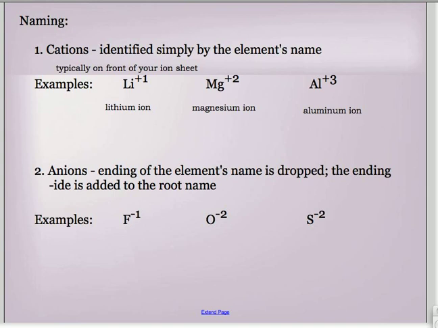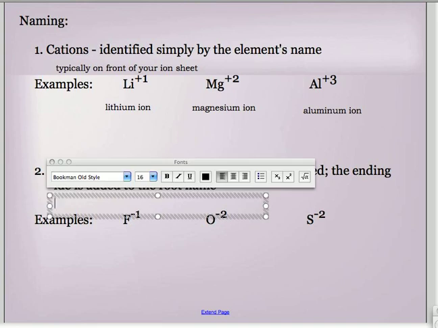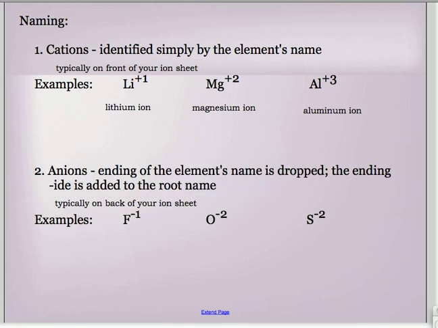On these guys, the anions, they are typically on the back of your ion sheet. And you'll notice that these are different. They end with something different. And again, they end in IDE. And this is to show you that it is an anion, that it is negative, and it's different.